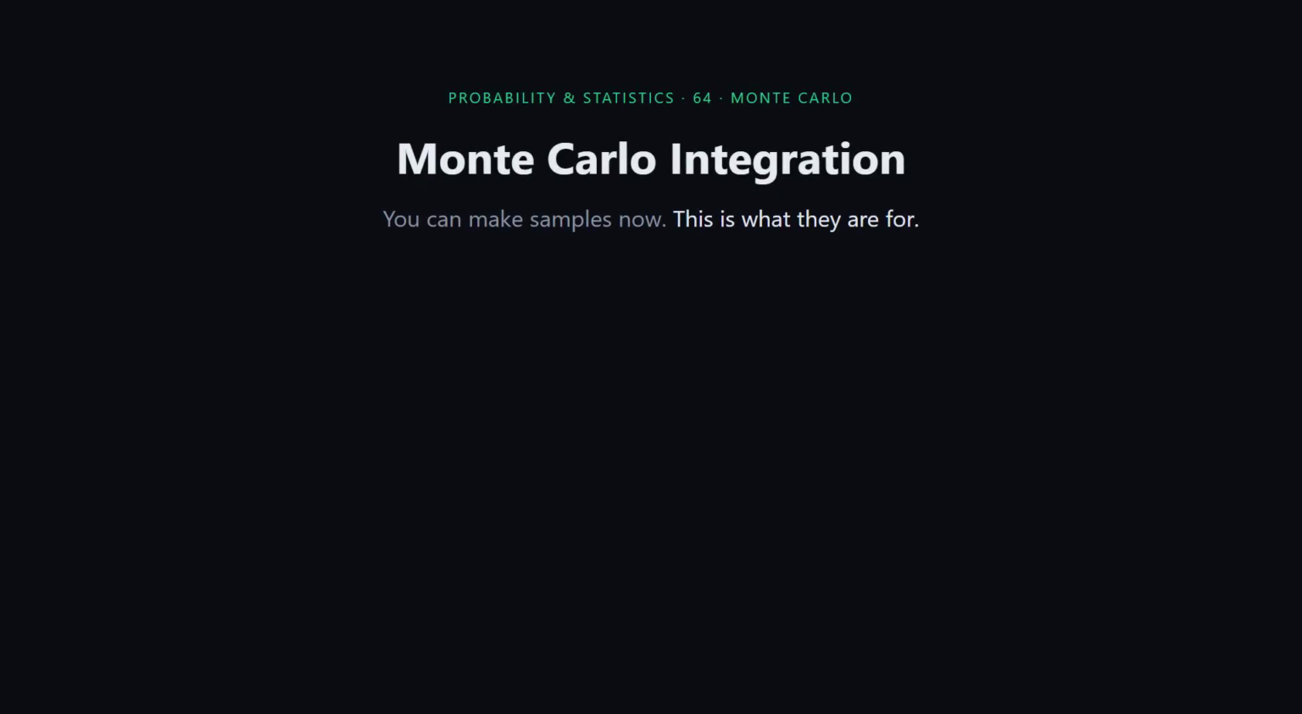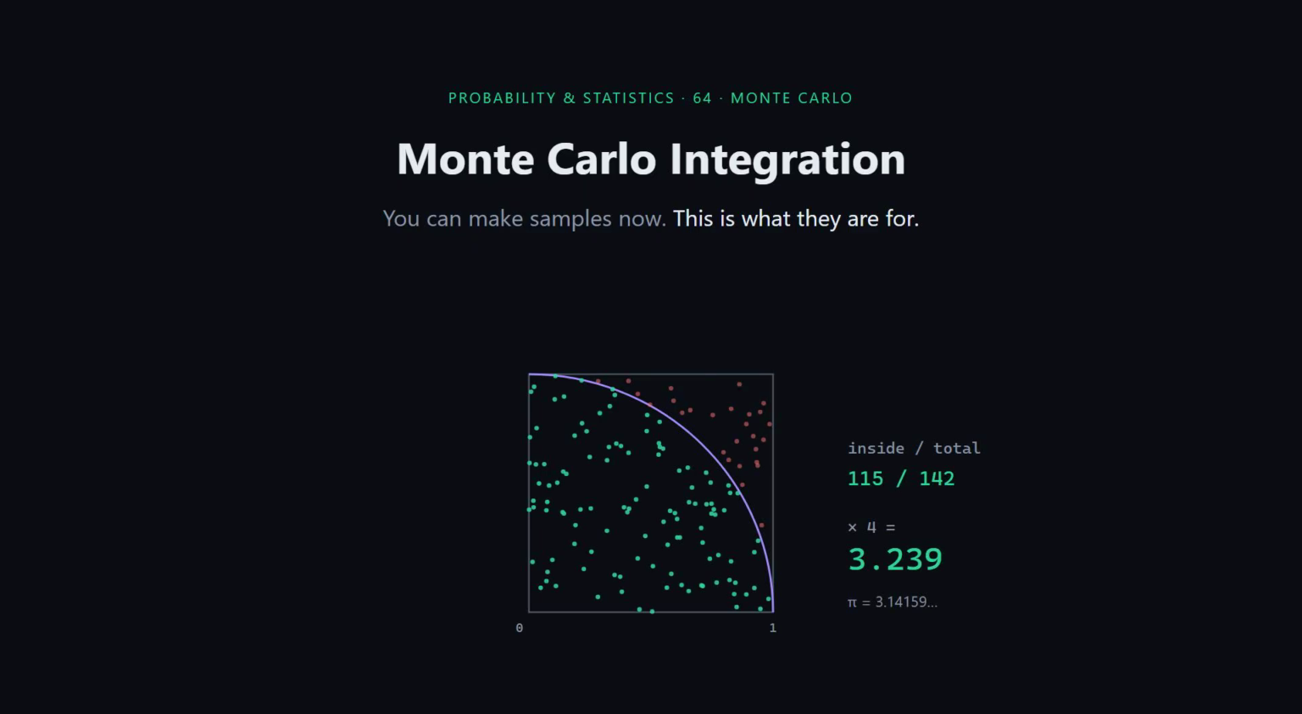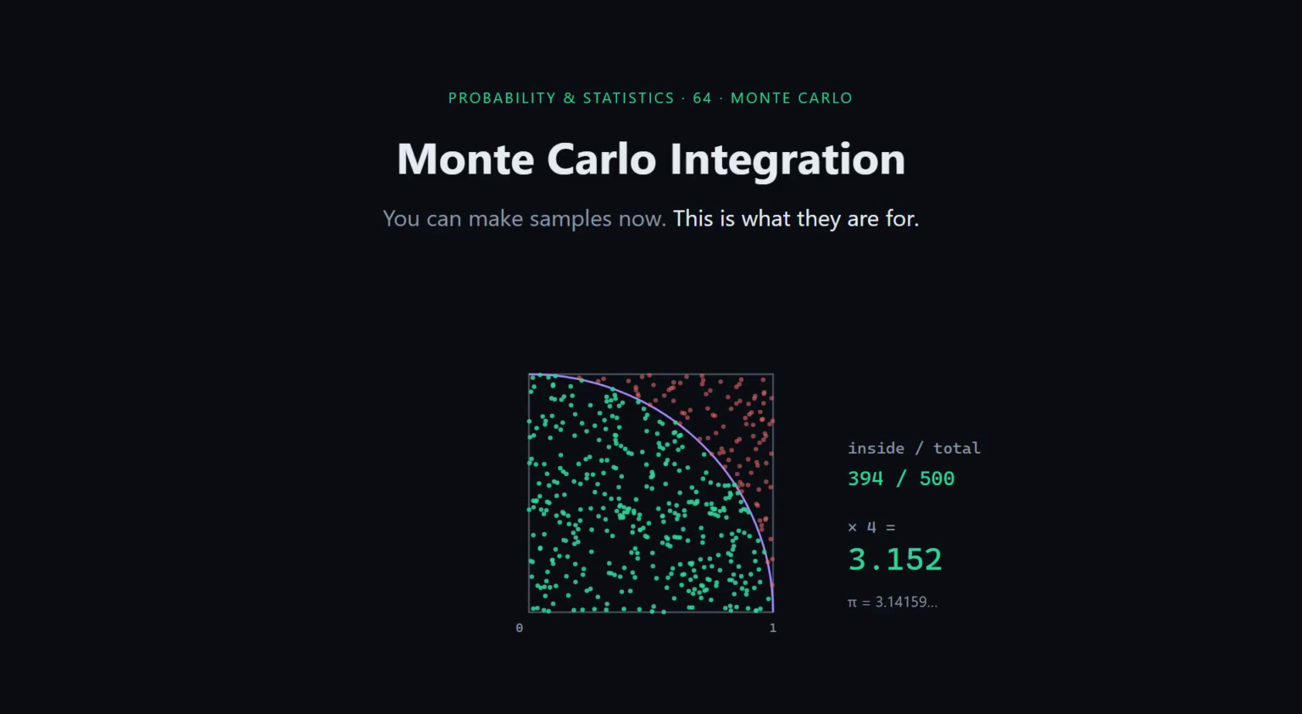3 lessons of machinery for producing samples. Here is what they are for. This is a quarter circle inside a unit square. Throw darts uniformly at the square and count what fraction of them land inside the curve. That fraction is the ratio of the two areas. Pi over 4. Multiply by 4, and the darts have computed pi.